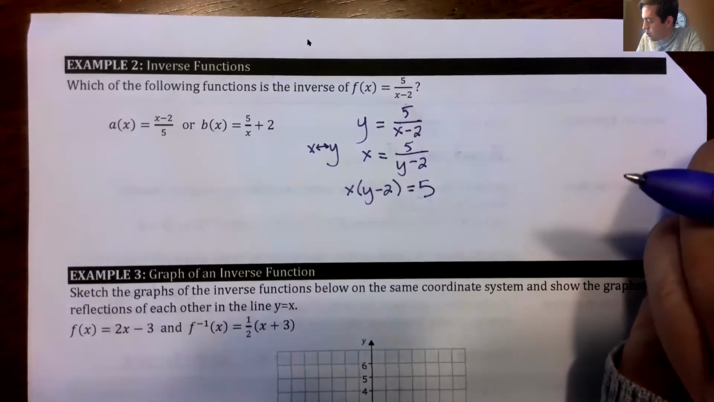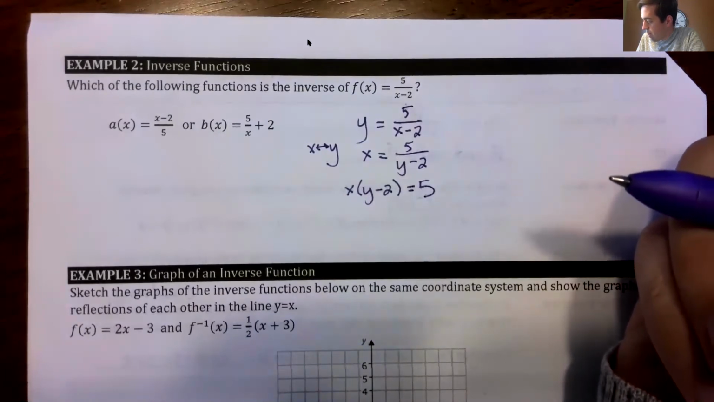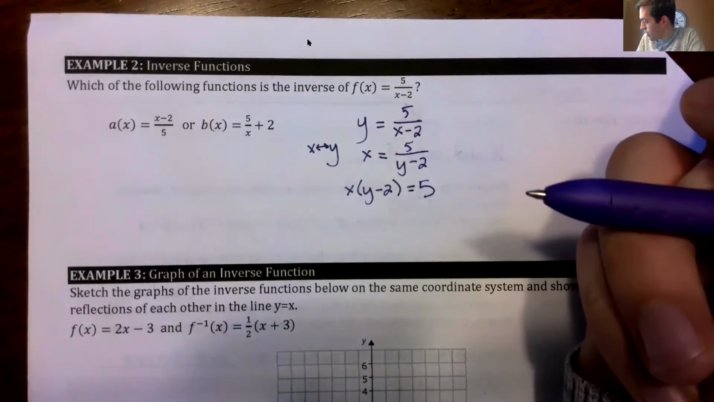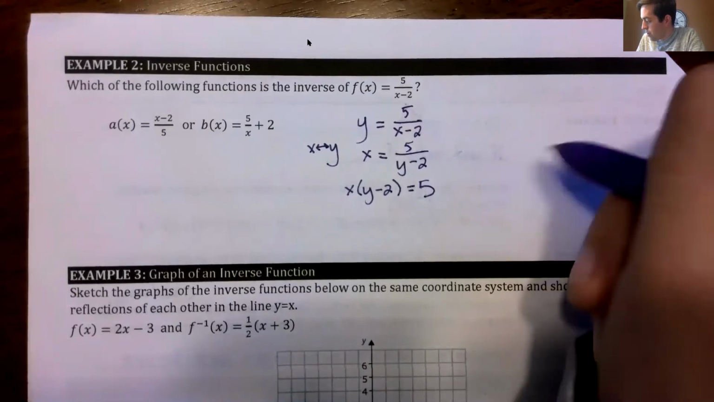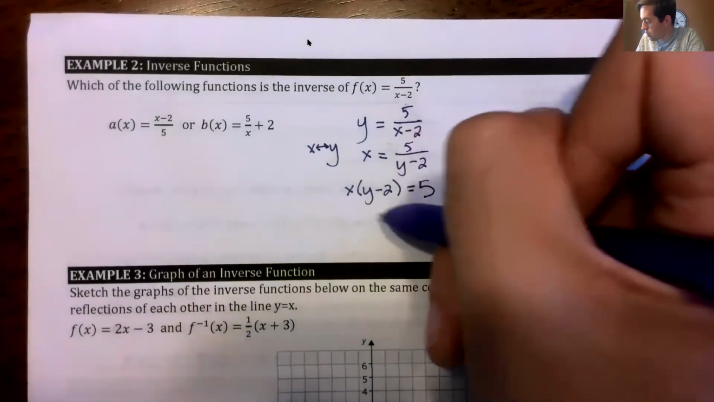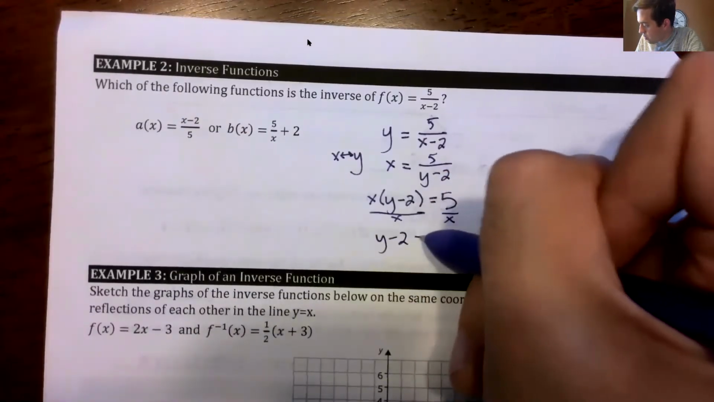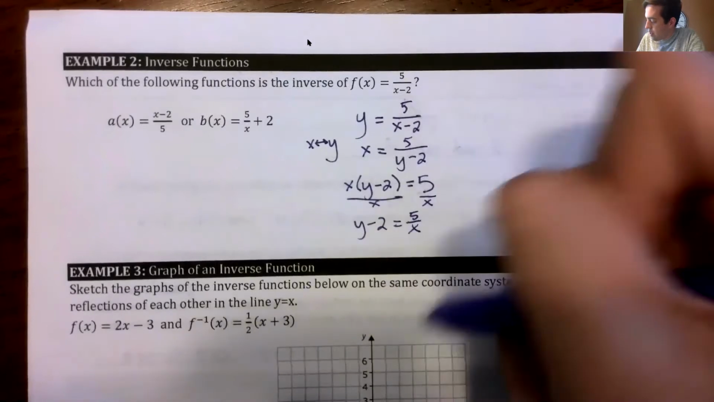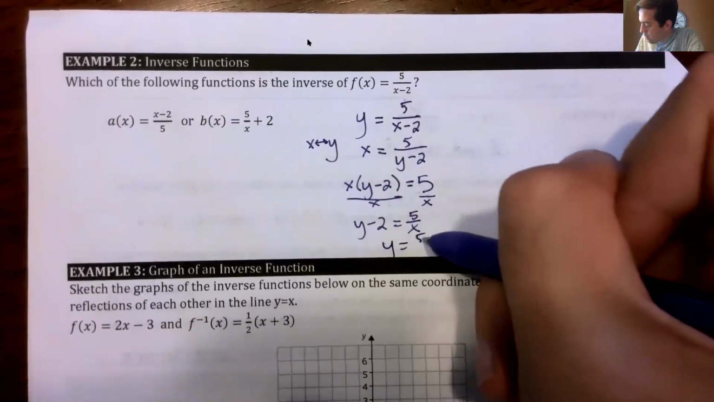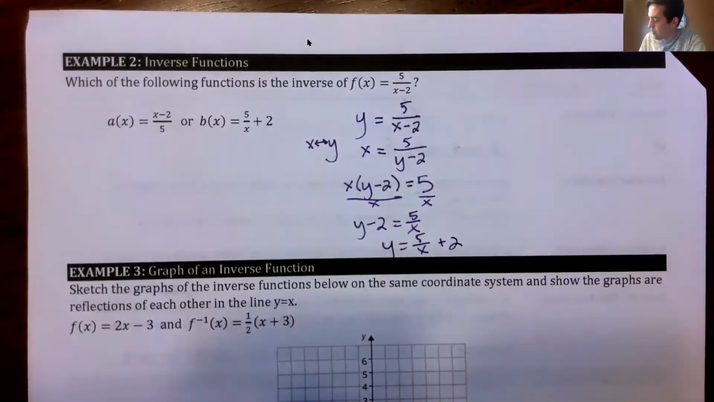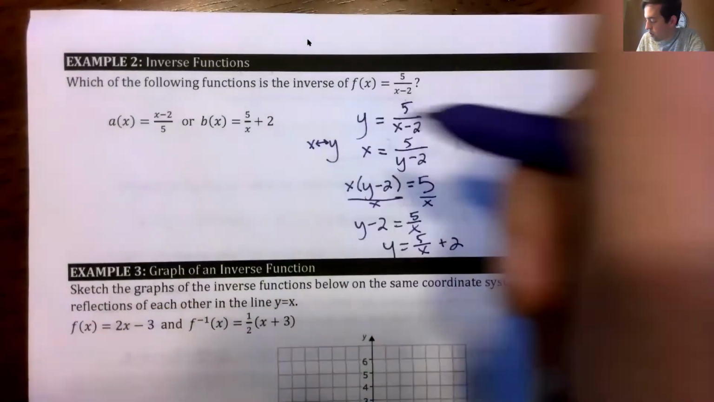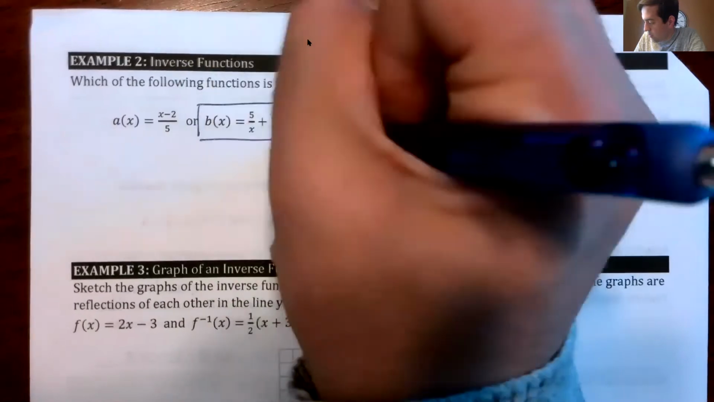And I don't really want to distribute this x because that's going to make it messy. We could. Maybe I'll show that over here, but I'm just going to divide by x to the other side right now so I don't have to deal with it. So we have y minus 2 equals 5 over x. And then we add 2 and get y equals 5 over x plus 2. So that's definitely this function that's called b of x over here on the left. So there, we solved it.